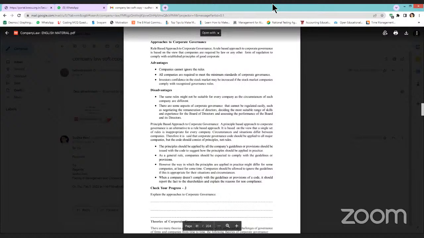So in the principle-based approach, principles change from company to company, form to form, people to people. It won't give a single set of rules. It gives certain principles, asking corporates to follow them to be genuine marketers in the market. So what are those principles? The principles should be applied by all companies, and guidelines or provisions should be issued with the code to suggest how the principles should be applied in practice.